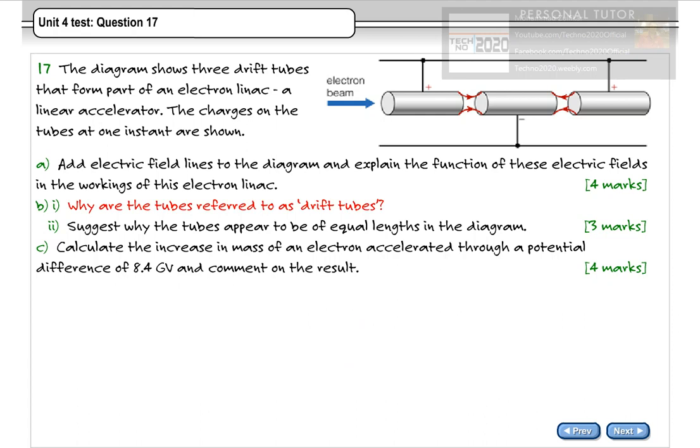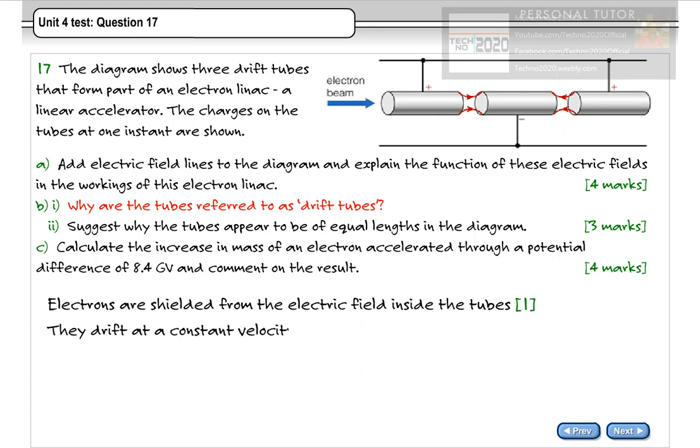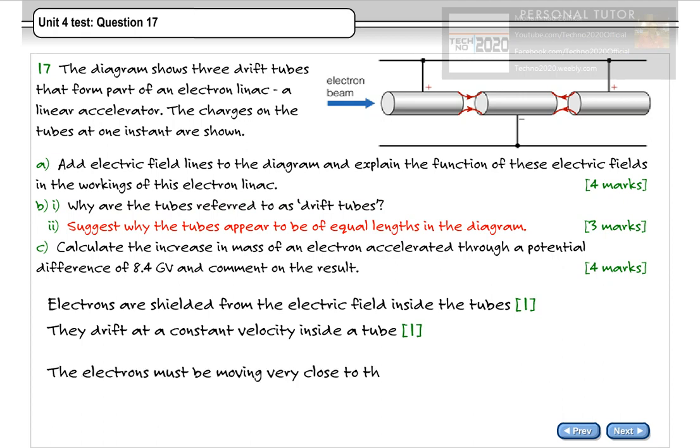In the first part of B, the electrons are shielded from the electric field when they are inside the tubes and therefore drift at a constant velocity there. Part B2 is a suggest question. Either of these statements will probably be enough.